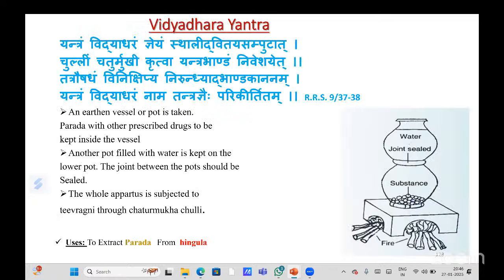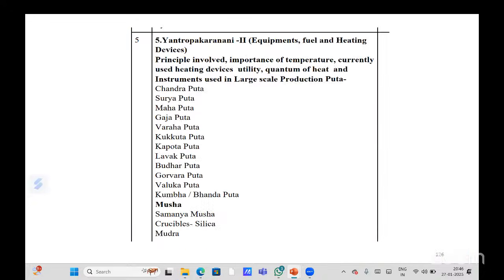Okay. Here you will get questions like the number of Varnophala used in Kapota Puta, or the number of Varnophala used in Mahaputa. So like that you will get one MCQ. Or you may get pit size related MCQs, such as Gajaputa pit size. Okay, how much is the depth of the pit in a Gajaputa or Kukuta Puta.